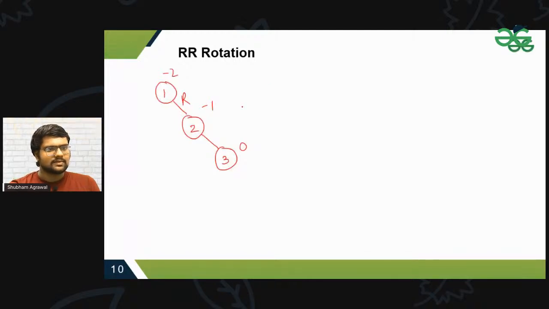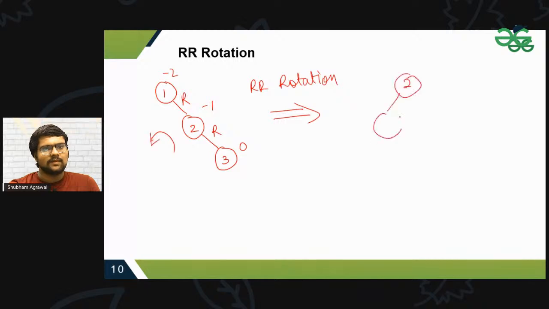Okay. So to rebalance it, we will do RR rotation, and for RR rotation we rotate it in the anti-clockwise direction. Okay. So it will be 2, 1 and 3. So here if we compute the balance factor again, it will be 0, 0 and 0, because height of the left subtree and height of the right subtree is 1 and 1. So 1 minus 1 is 0.